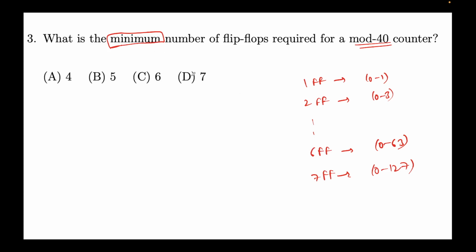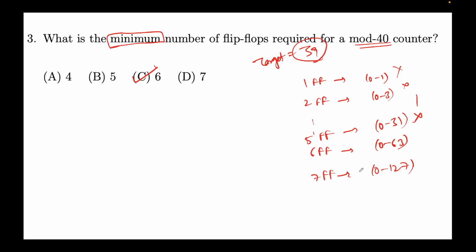Hence this term minimum. 5 flip-flops cannot work, because 5 flip-flops will only go to 31, and you want to go to 39. 39 is the number that we want to reach. This is our target. This cannot fulfill, this cannot fulfill, similarly this cannot fulfill. The least number of flip-flops is 6. 7 will also work. Hence the term minimum. So minimum is 6, option C. If the question asked the number of flip-flops required for a mod 40 counter, and this was a multiple choice question, then the correct answer would be 6 and 7, because 7 will also work. So keep that in mind. This type of problem often comes in competitive exams, multiple choice questions, GATE and whatnot. So be careful about that.